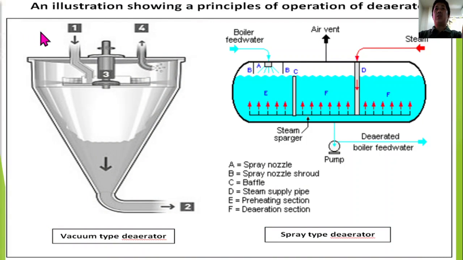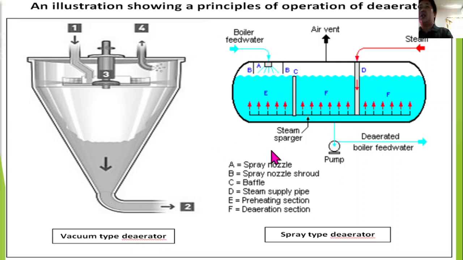So next, we also have here an illustration showing principles of operation. This is the vacuum type. As you can see here, you have number one, feed water. It's creating a vacuum here, and the air is released to the atmosphere. So the pure water here without the oxygen content will flow here. So that is the vacuum type. This one I already explained.